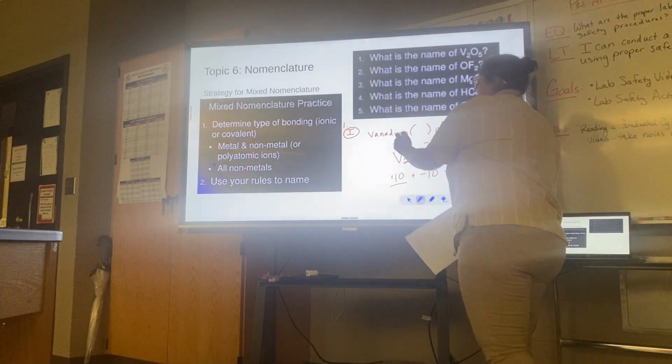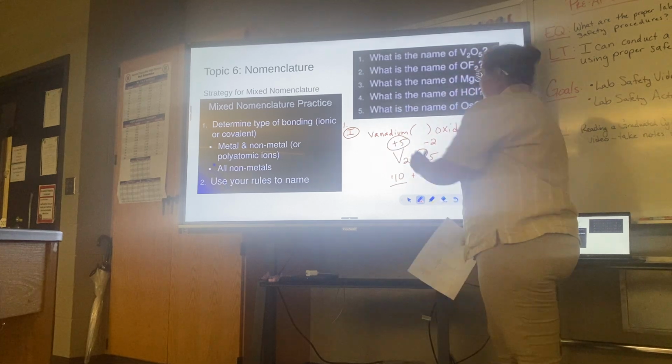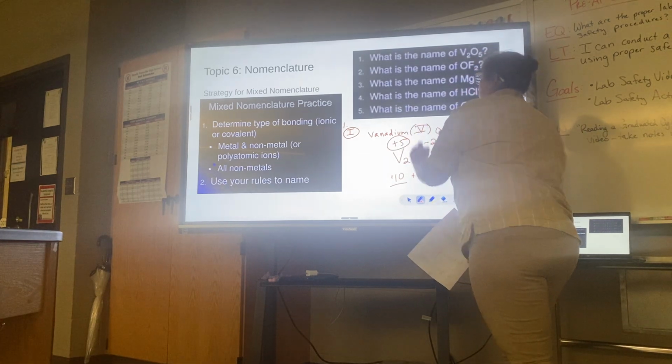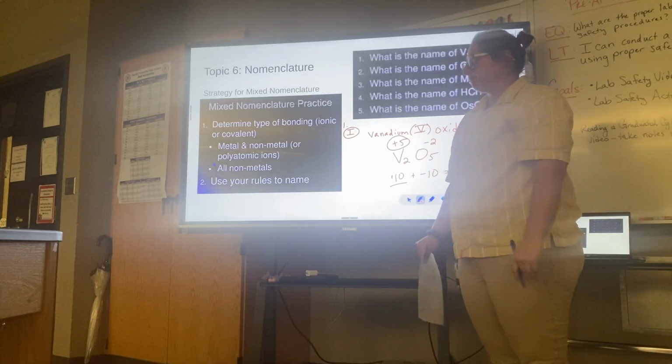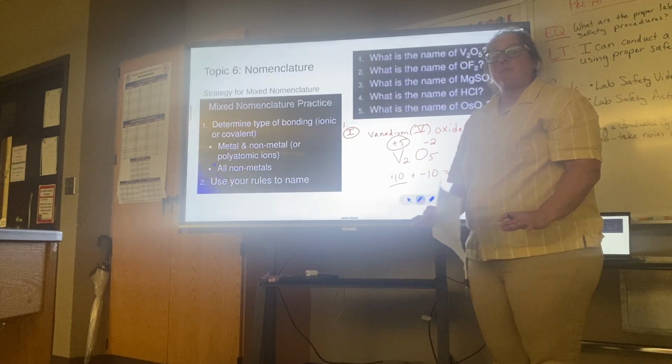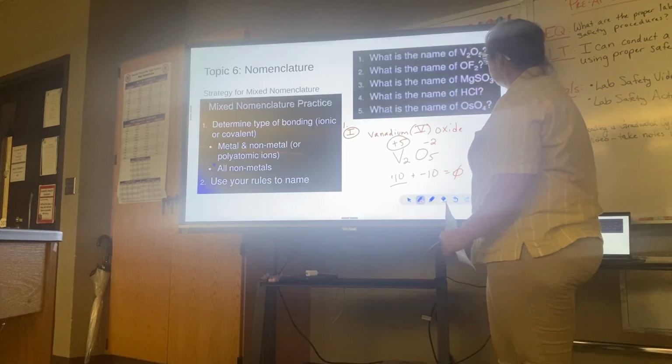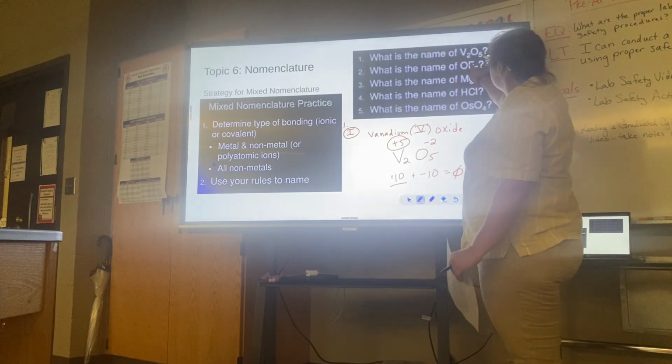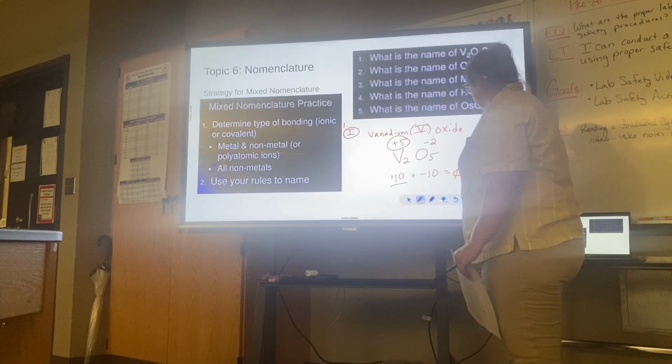So vanadium, because it's a +5, is going to get the Roman numeral 5 right there. Hopefully that's making sense to you guys. If you're still having trouble with this, I promise we can work on this Wednesday as well. Let's do number 2 together, all right?